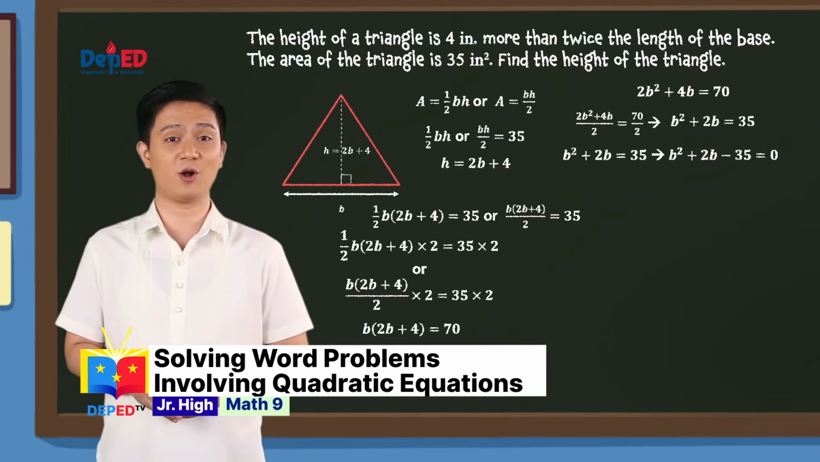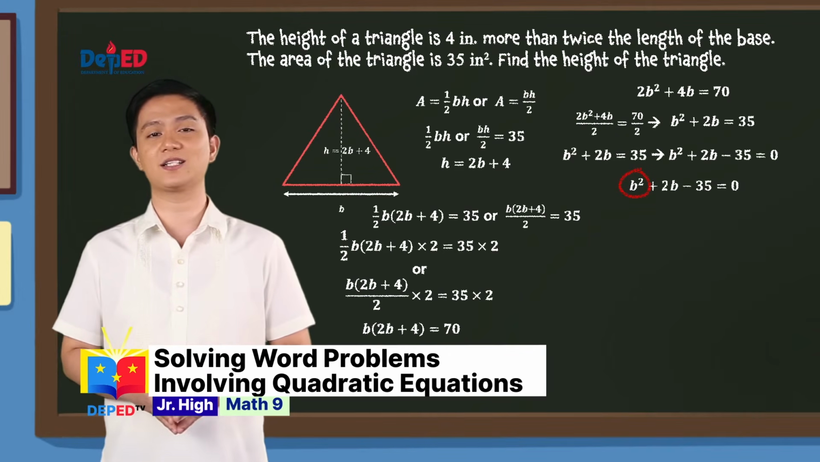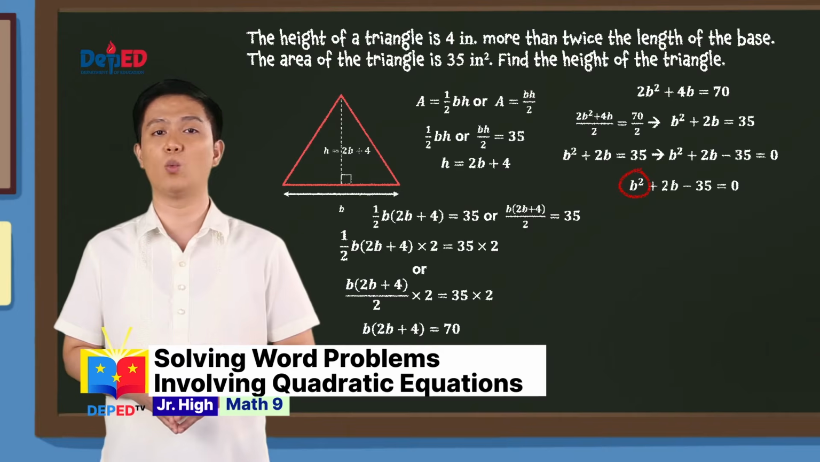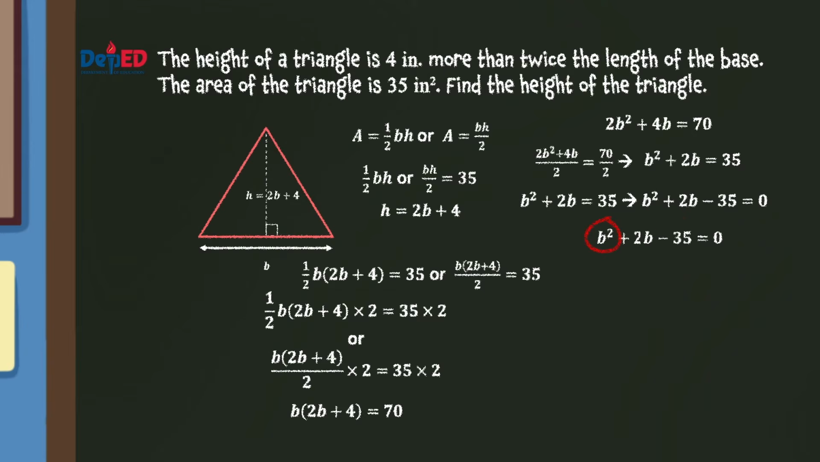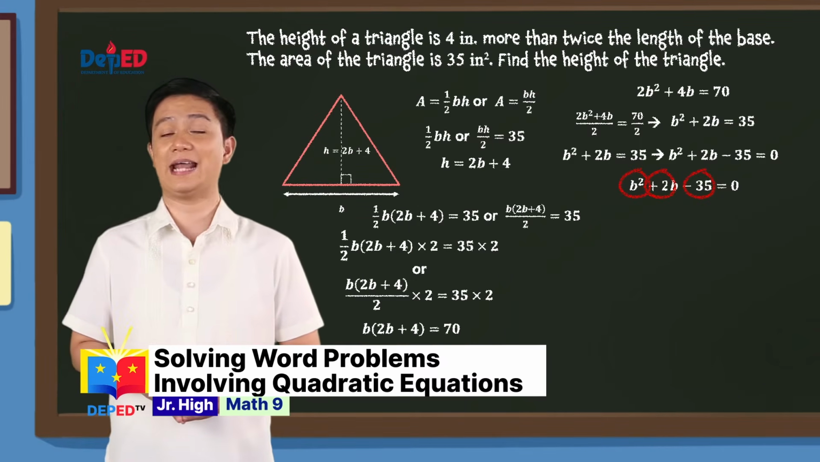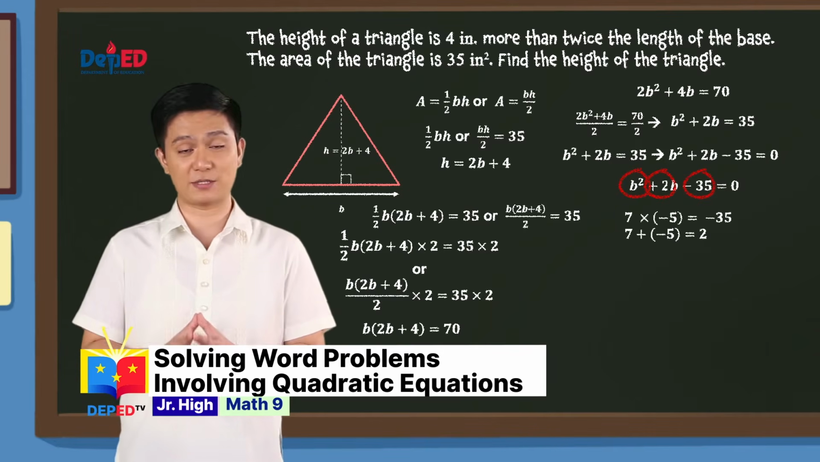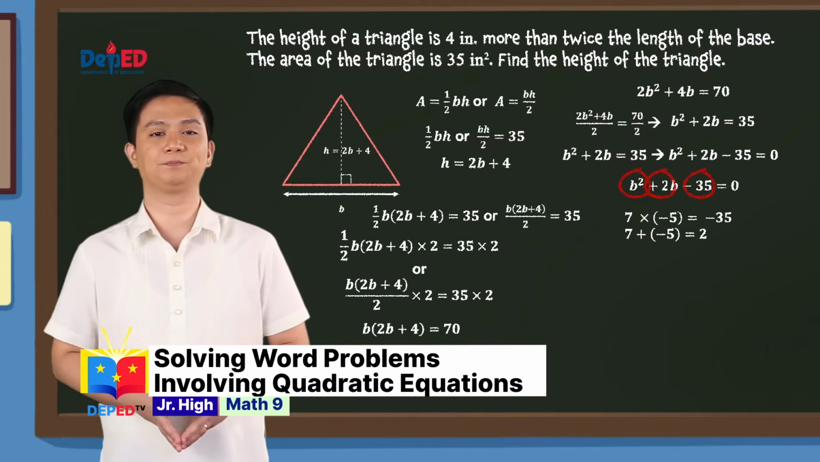And this equation can be solved also by factoring. Why? The leading coefficient, or the coefficient of b squared, is 1, the invisible 1. So we must think of two numbers whose product is negative 35, the constant term in the trinomial, and whose sum is 2, the coefficient of the variable b in the linear term. And they are positive 7, or simply 7, and negative 5. 7 times negative 5 is negative 35. 7 plus negative 5 is 2.